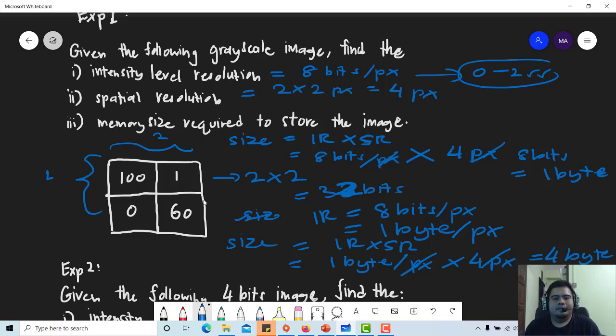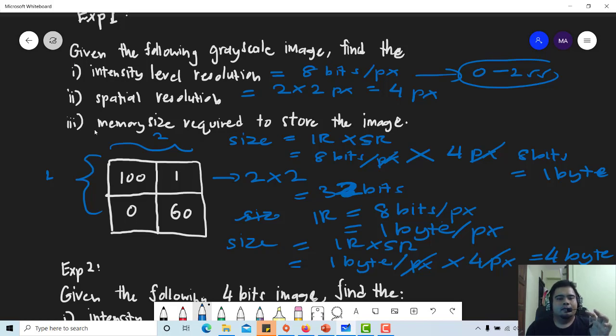Okay, so meaning that, again, by default, if you talk about the grayscale image, the one that's saved in your computer by default, in terms of the intensity level resolution is 8 bit per pixel, or in other words, it's also equal to 1 byte per pixel, the one that's stored in the computer by default.